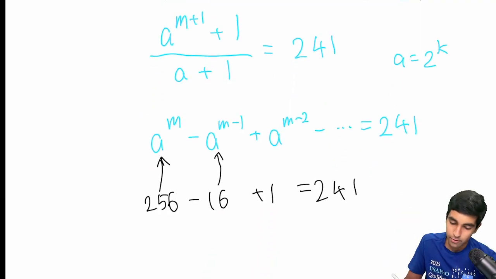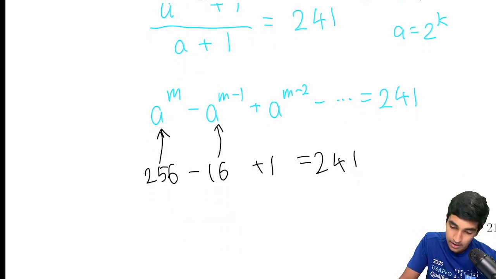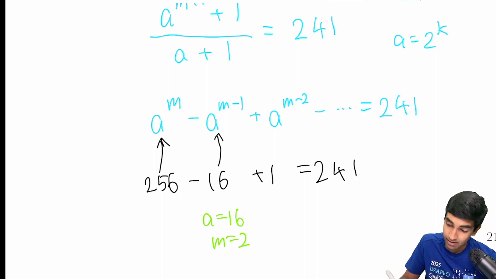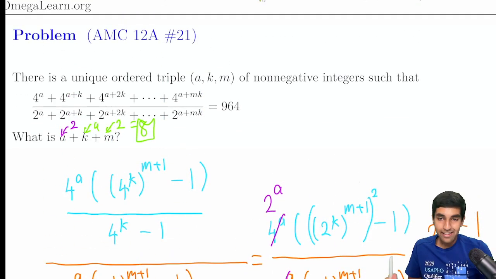Okay, so now let's backtrack here. Clearly, a is 16, right? Because we're dividing by a here. So a is 16, and m is also clearly 2, because a to the m. And then a is 16, so that means k is 4. So k is 4, right, from that. k is 4, m is 2. We have our answer of 8. And that is a solution for this problem.